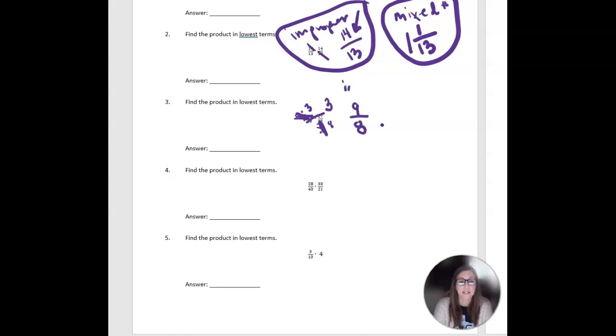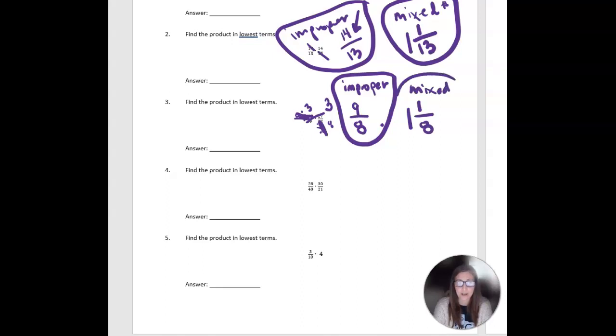Now again, this is an improper fraction. The reason that it's improper is because the top is bigger than the bottom. If I want to convert it to a mixed number, I divide 8 into 9. That goes in there one time with a remainder of 1, and your remainder goes over the denominator. This is the mixed number. And you have to look out on which form Hawks wants. Okay, number 4.